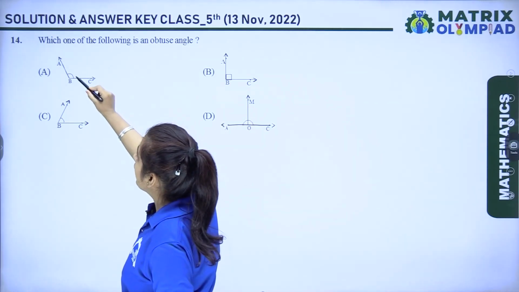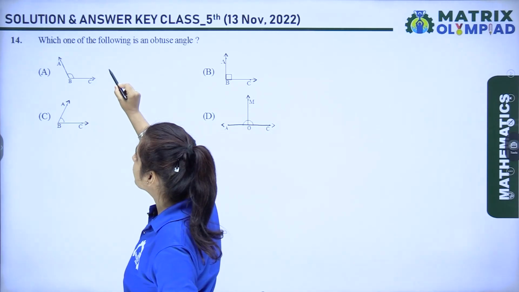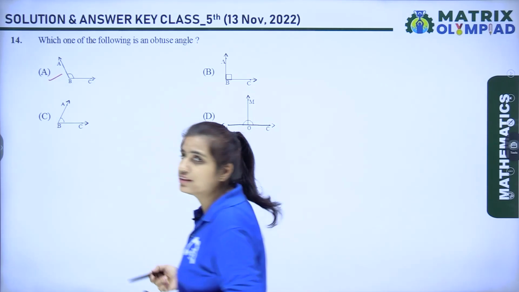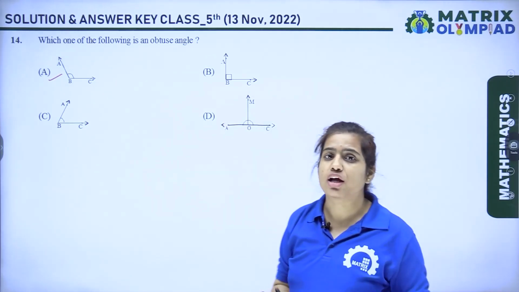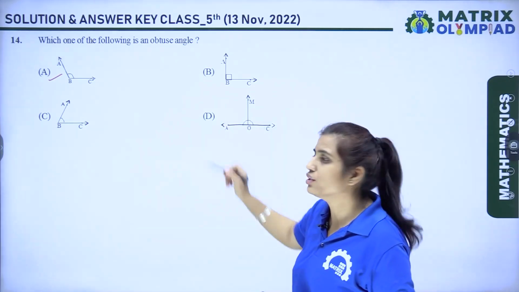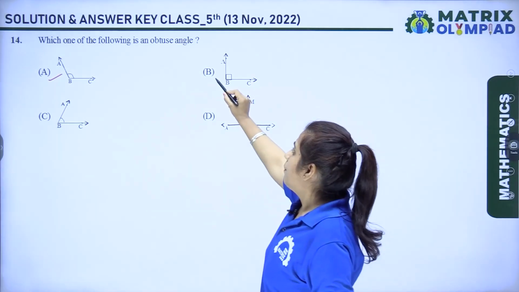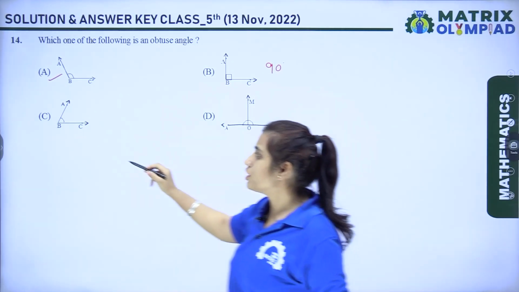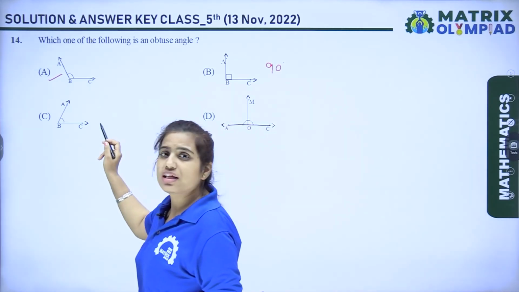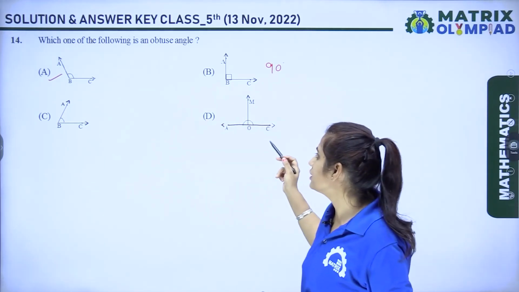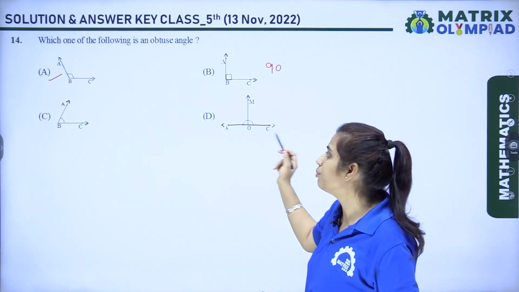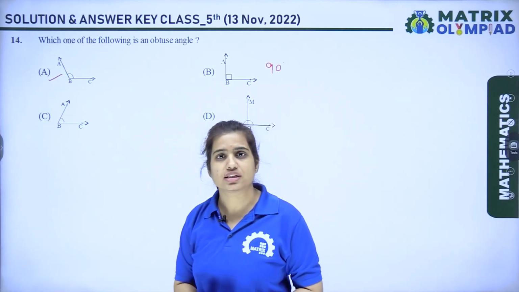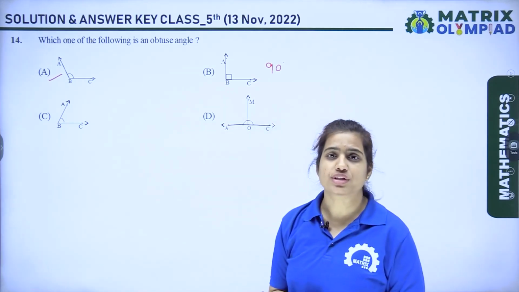So here angle ABC is more than 90 degree but less than 180 degree. So we can say that option A is the correct answer as it is representing an obtuse angle. Let's check the rest of the figures also. Option B is having angle 90 degree. Option C is less than 90 degree, and in option D we can see that angle AOB is equal to 180 degree. So option A is the correct answer as it is representing an obtuse angle.